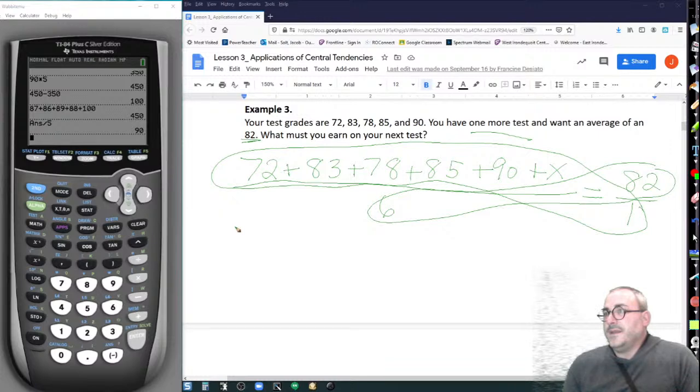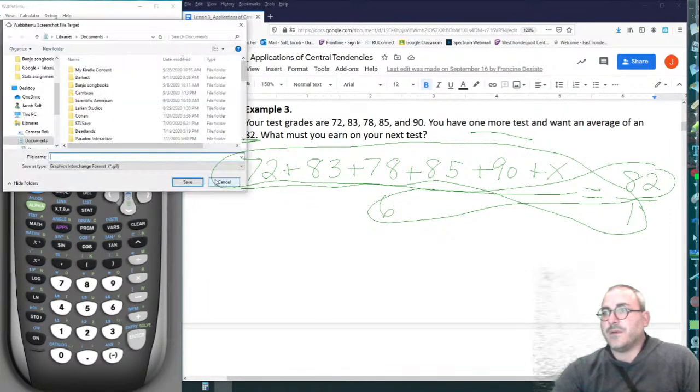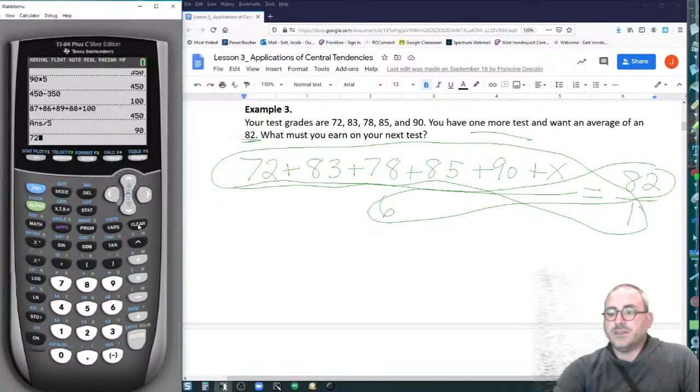And so my next step is I'm going to add up all these numbers. Let's see, 72 plus 83. Well, that's not what I wanted. That's not what I wanted either. Okay. 72 plus 83 plus 78 plus 85 plus 90.